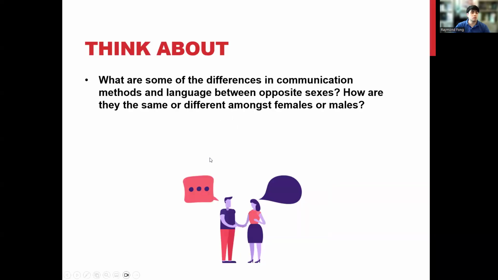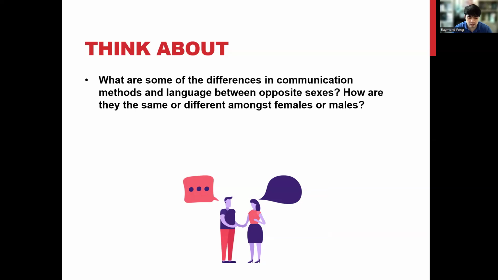All right. So, what are some differences in the communication methods and language between opposite sexes? How are they the same or different among males or females, right? So basically, I'm asking you, what are the differences between the way that women communicate and the way that men communicate? What types of things are more acceptable? What things are less acceptable?